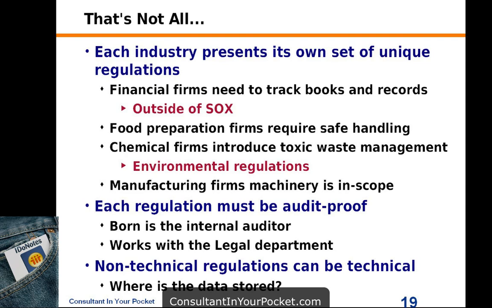Food preparation firms have safe handling. Chemical firms have toxic waste management, environmental regulations. Manufacturing firms, their machinery is almost always in scope. Each regulation must be handled and audit-proof internally, thus the creation of the internal auditor, and they go through all the different departments of your firm to make sure everything is there, then they report to the ultimate auditing agency, which may be a Big Six or Big Four firm, or anyone else that you might have handling that. They will work with your legal department.